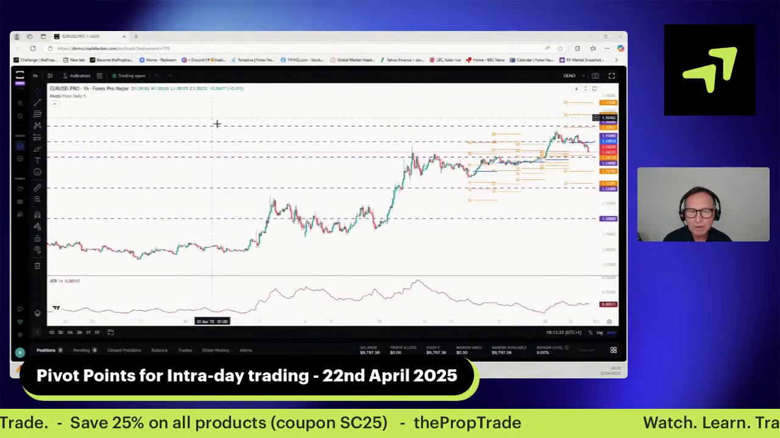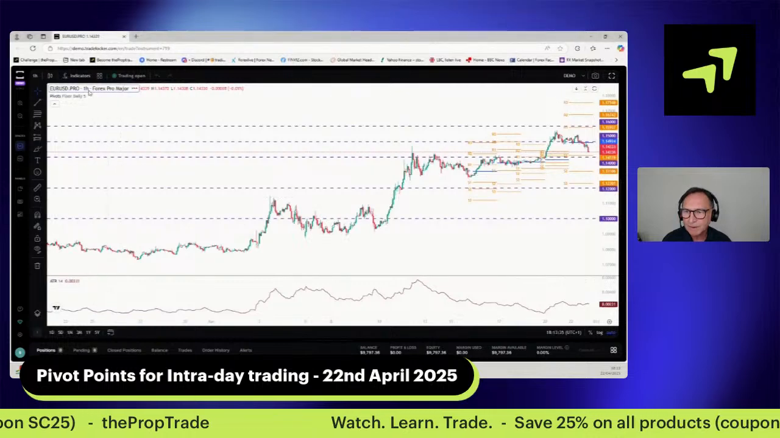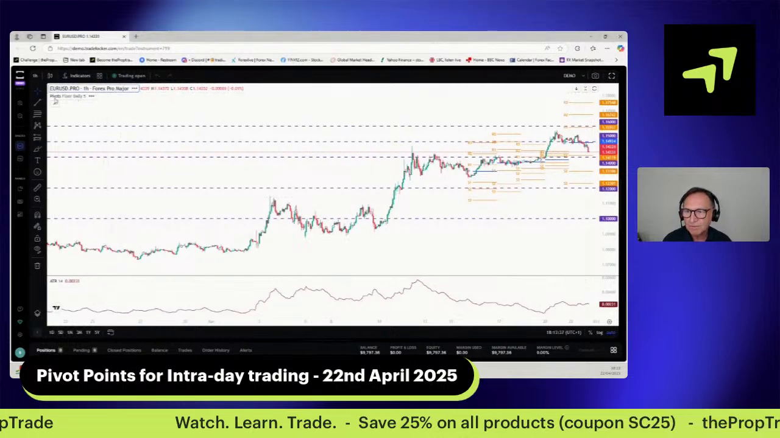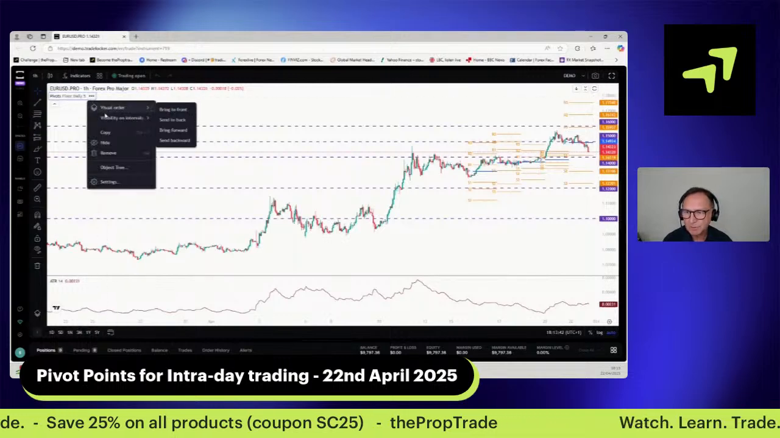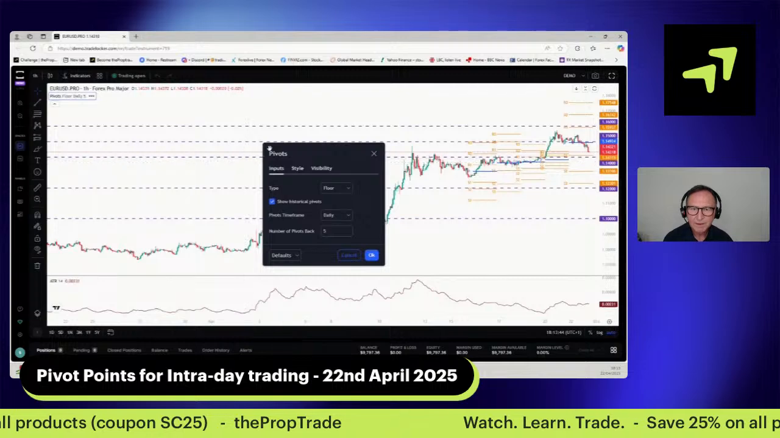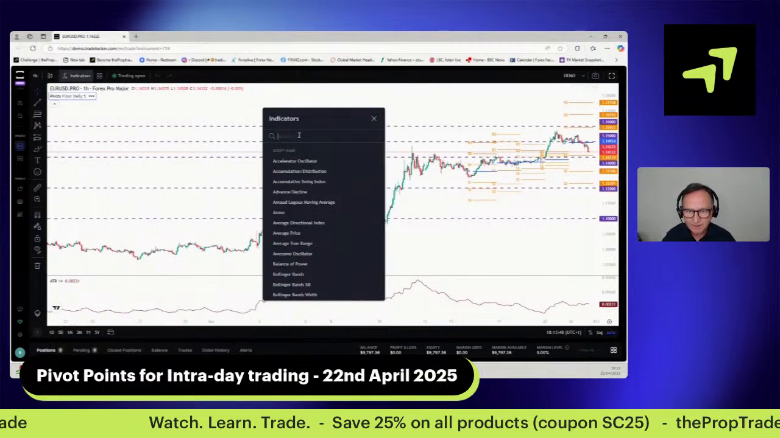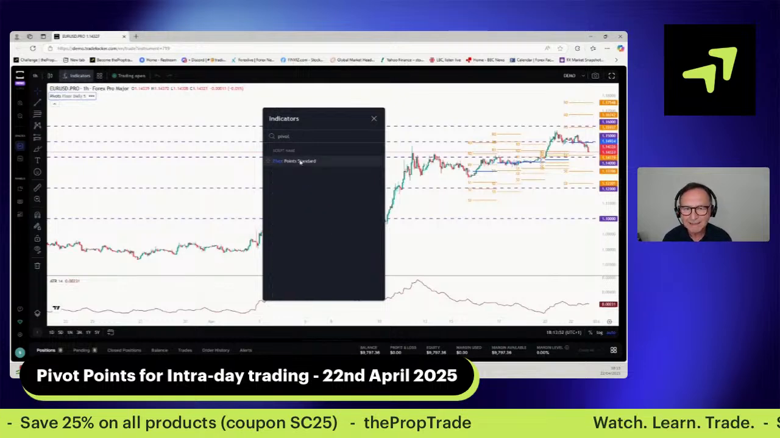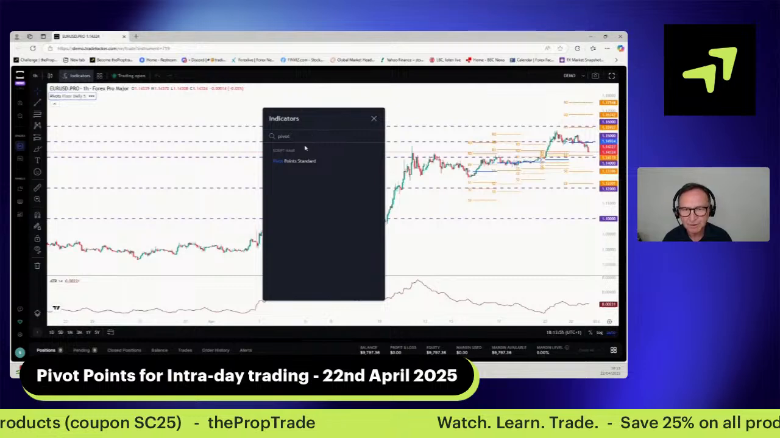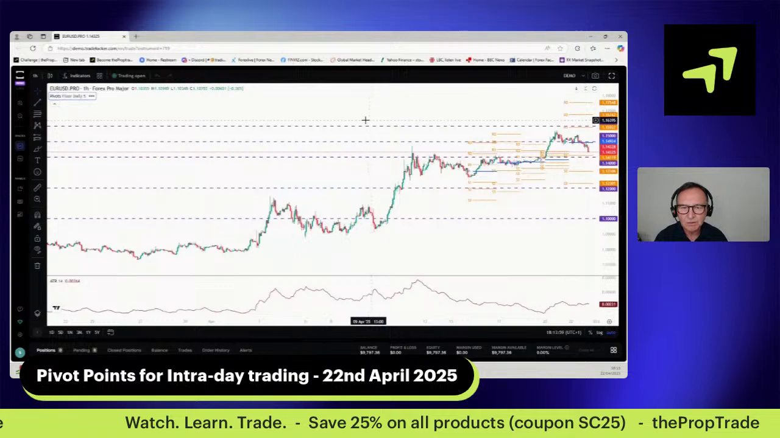So pivot point. This is a clean chart. This is the euro on the 1 hour time frame, and we've got pivot on the floor system. If we look at the settings, to add them, you just go to the indicators, type in pivot points, and you see pivot point standard. There are different views, but let's not get carried away.